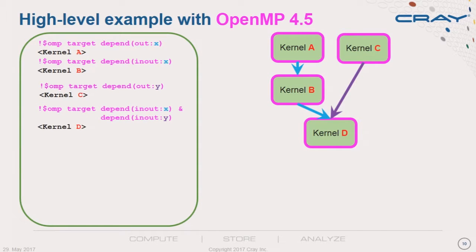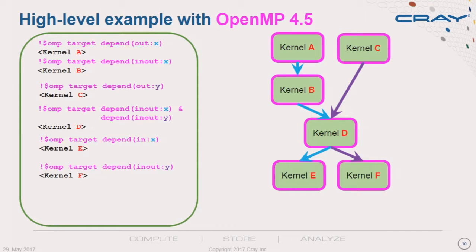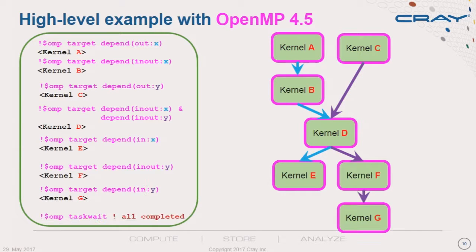And then maybe I have a fourth kernel needing the results of both previous kernels, so X and Y. So I define dependencies of in, out for both variables there. And then maybe I have now two kernels acting on each of the variables again. And so I can really build a huge tree of dependencies. And these kernels can nicely overlap and can be scheduled on the GPU together.